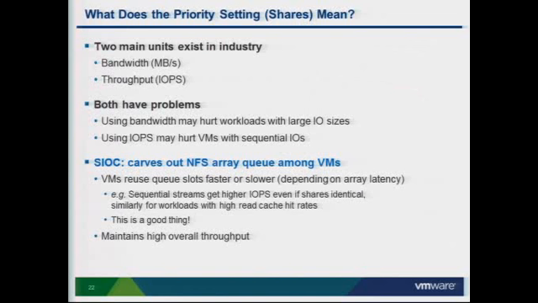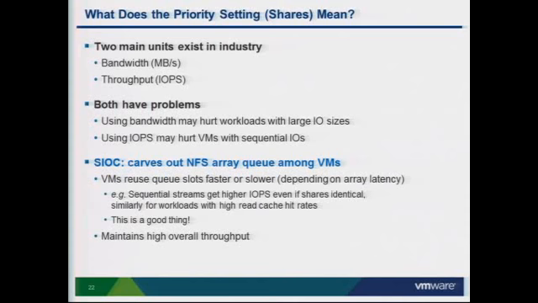So as I mentioned earlier, you get to set the shares, but what does this share setting exactly mean? What are we exactly dividing? There are multiple units in the industry. For example, two of the common units that most people talk about are bandwidth, which is typically in megabytes per second, and throughput, which is IOPS. But if we try to allocate either of these two, they have potential problems.